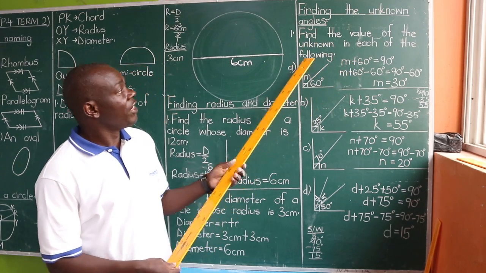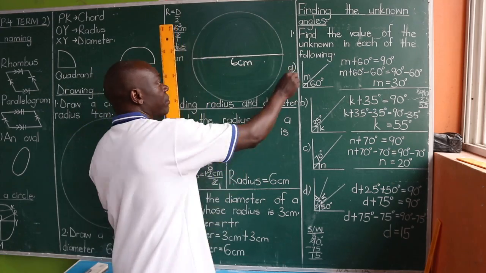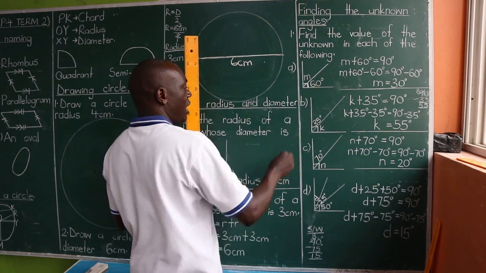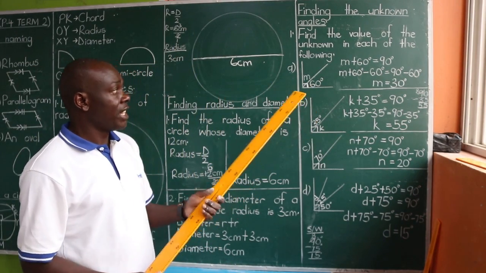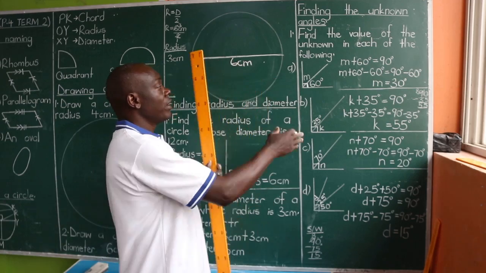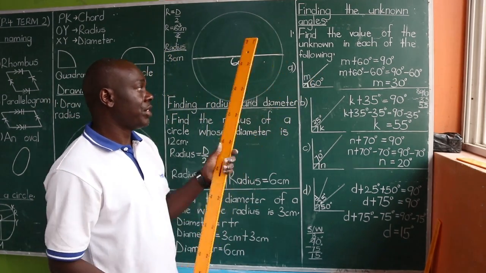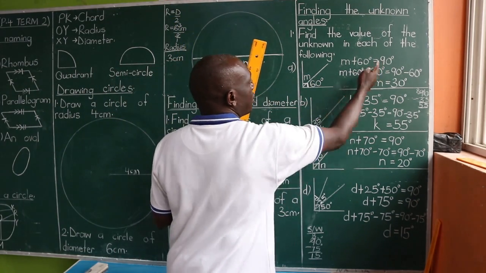Find the value of the unknown in each of the following. I've got part A with this diagram. When I've got this diagram and I've got this angle, that's called a right angle. A right angle is equivalent to 90 degrees. So, however many the subdivisions may be, they all add up to 90 degrees. That's why we say m plus 60 degrees is equal to 90 degrees.